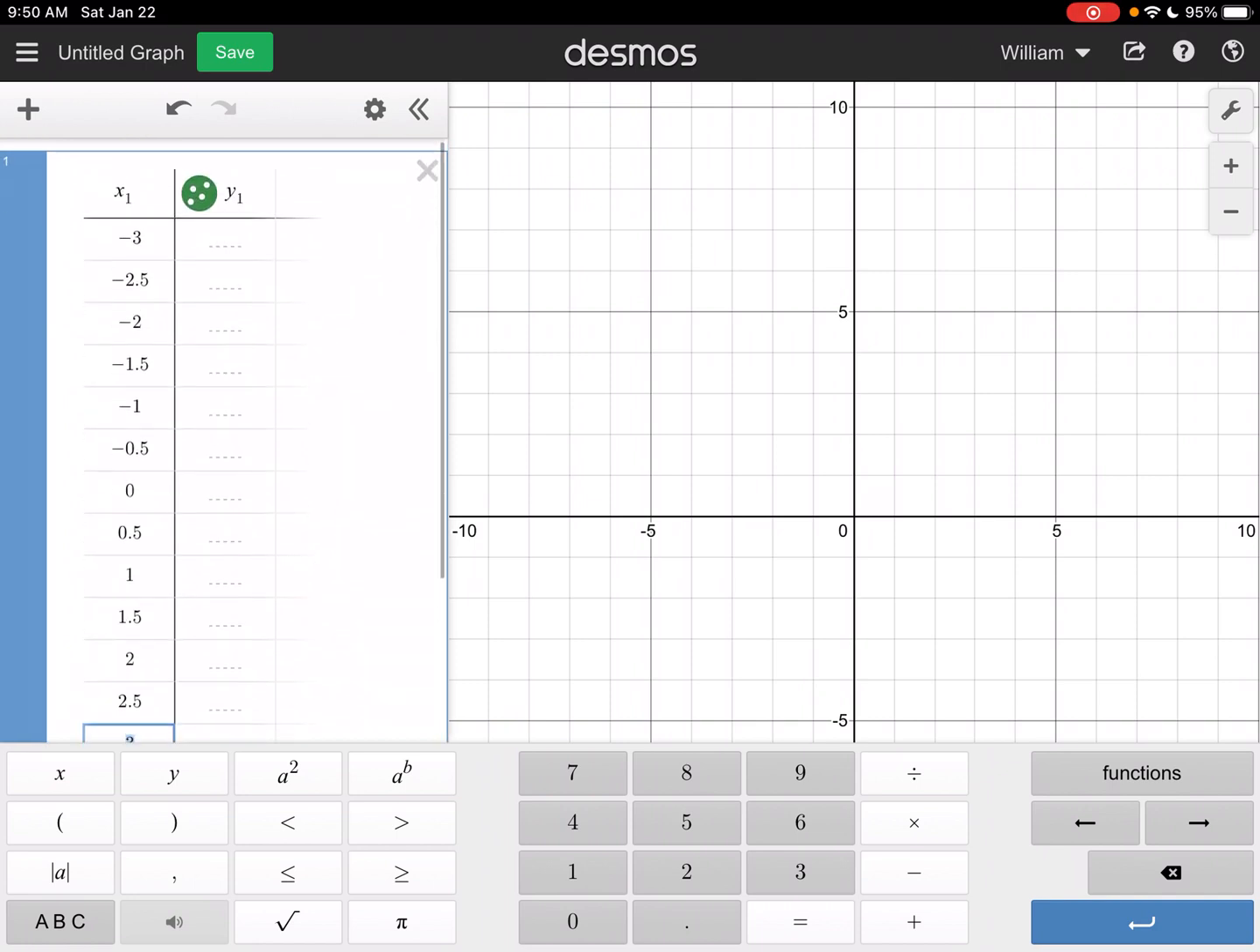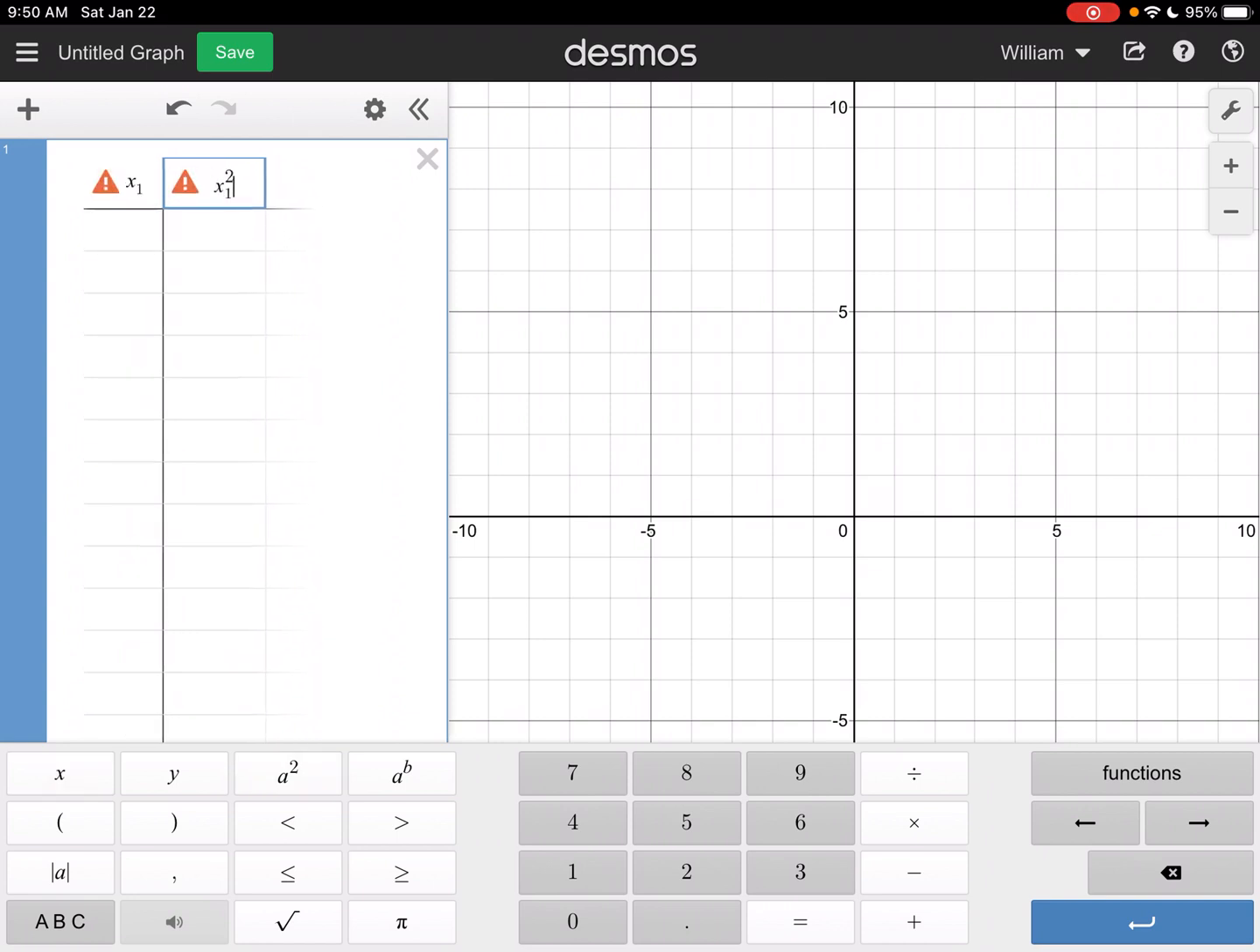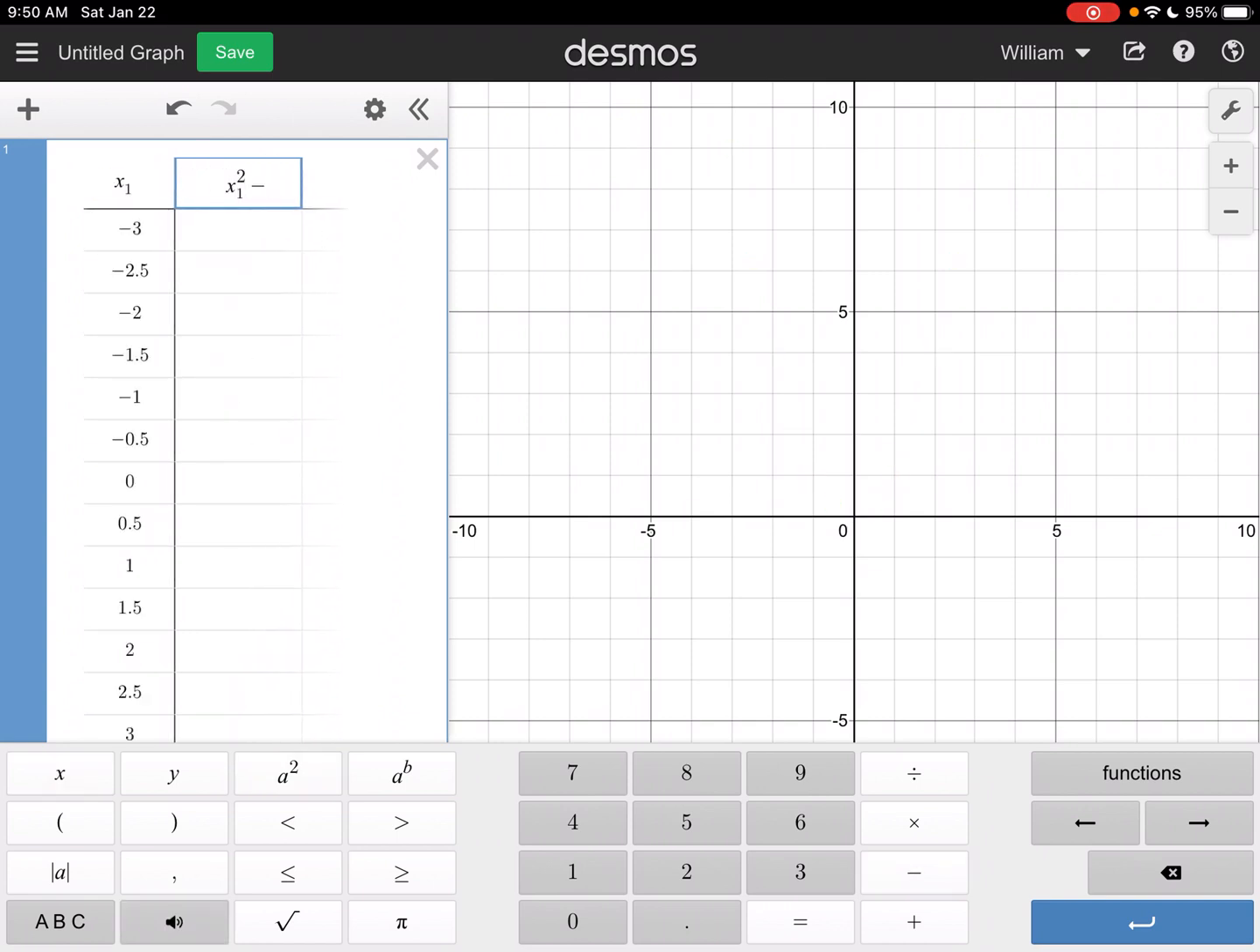Now what I'm going to do is type in my function. Now notice my variable is x1. For some reason in the table, they like to use x1 for your variable rather than just x. So what I'm going to do here is in my second column, I'm going to erase that y. I'm going to type in my function, which is x1 squared. So I'm going to go x1 squared, and I'll go minus 4.